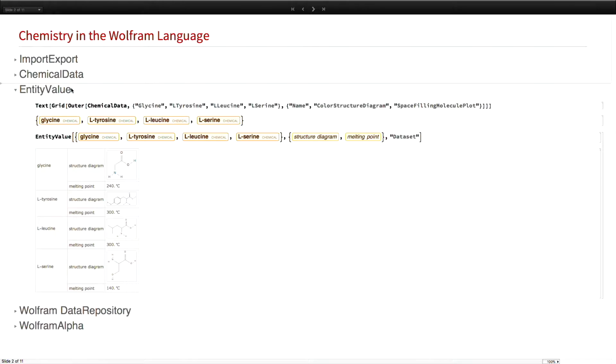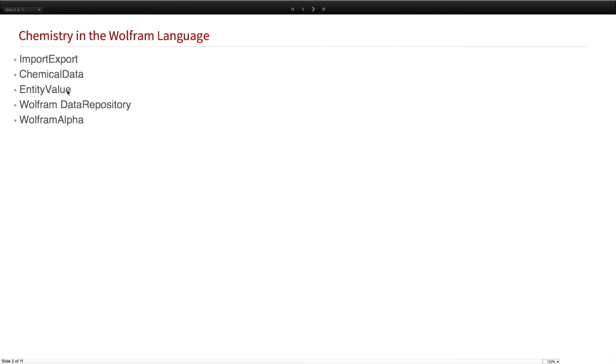So next, we have entity value, which came online much later, adding a little bit more capability. So we can ask for properties of a group of molecules, and we can make a data set of it, and it's very nice. But it's still static. It still depends upon curators having found the data and brought it to you.